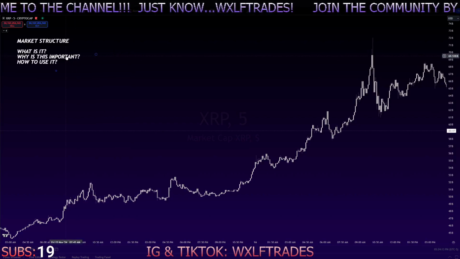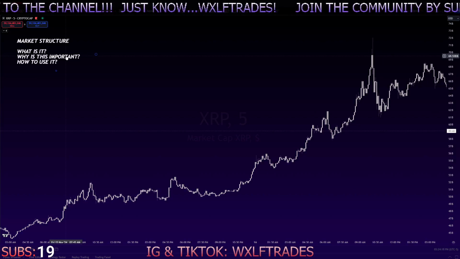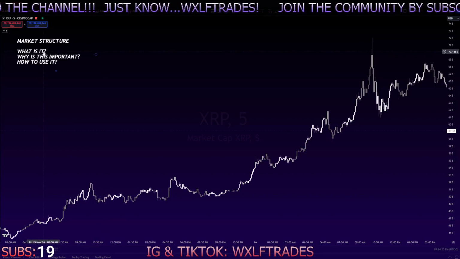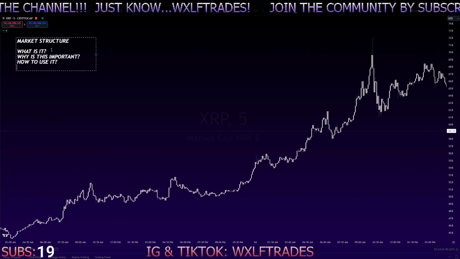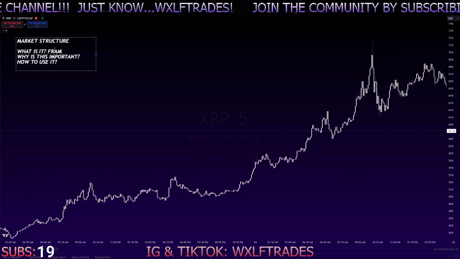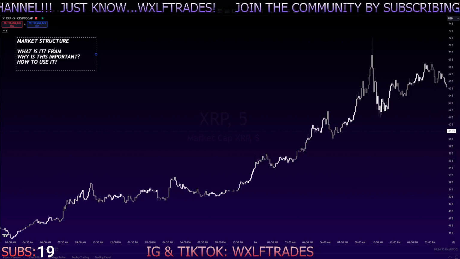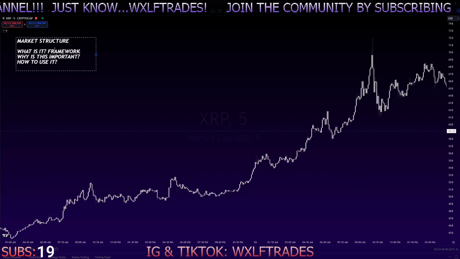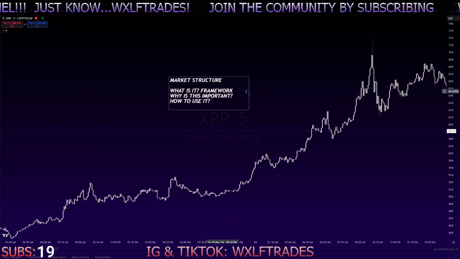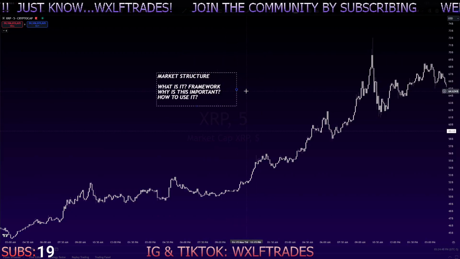What is it? Market structure basically is the framework of a trend. It's the basis of trying to understand where price is going. Simply put, it's the framework of price in the form of patterns. You'll be able to visually see where price is going based off of the structure, which, like I said, is the framework of a market.